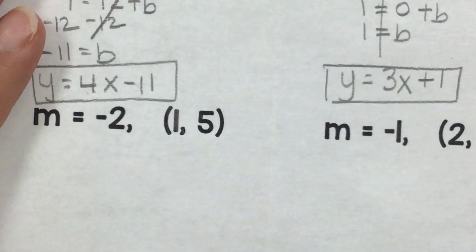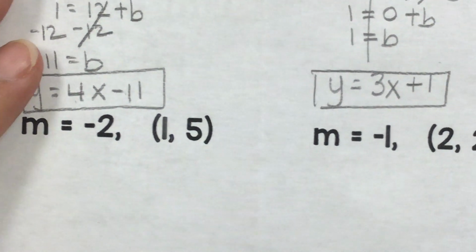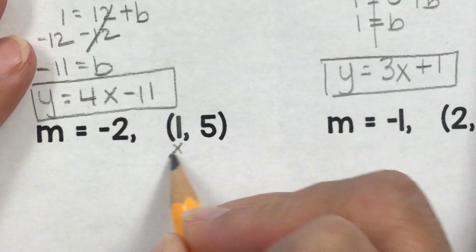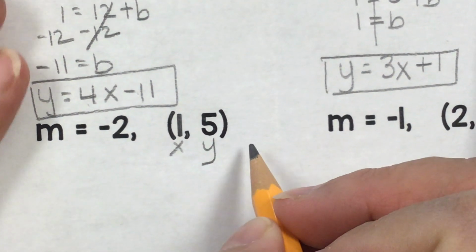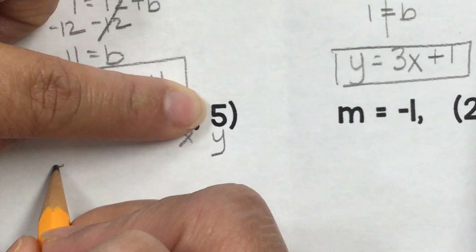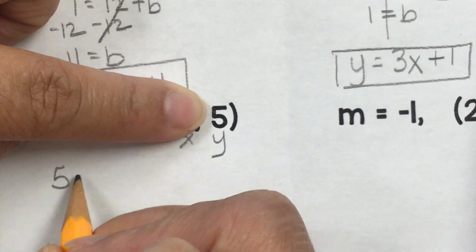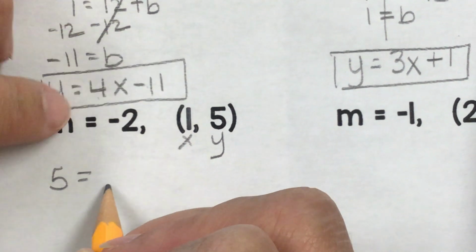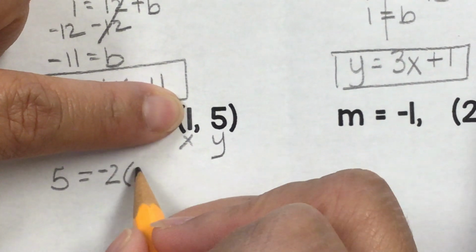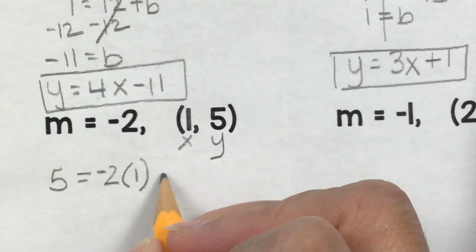I don't think that we need to write y is equal to mx plus b anymore. So we can just substitute in the values. This is an x value. This is a y value. And slope-intercept form says y is equal to mx. And then we have to write plus b.